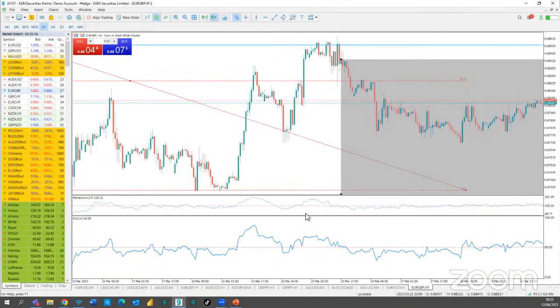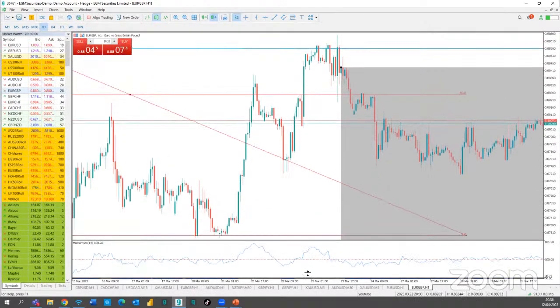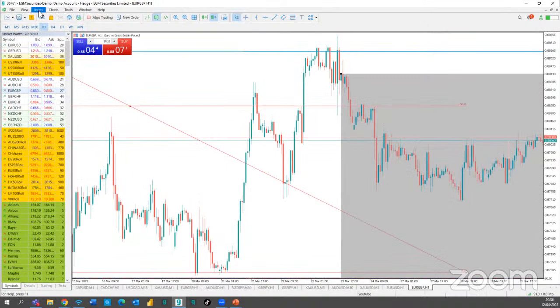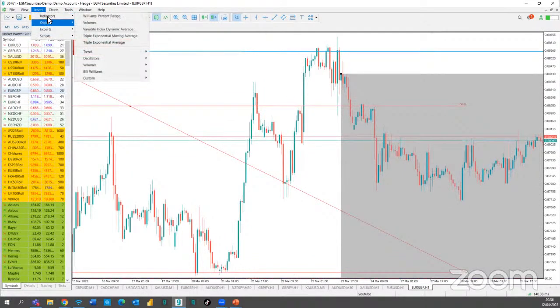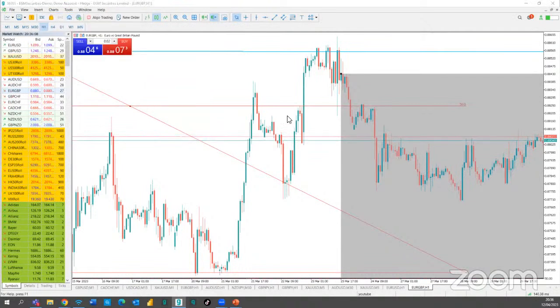Sorry, having difficulties removing these ones. Let me remove them. Then we add a stochastic oscillator. This is finding a confluence with other indicators. Stochastic oscillator, where is it? It's lost. Oh, again, we have to lose the screen a little bit.